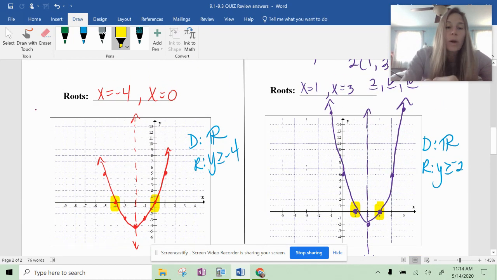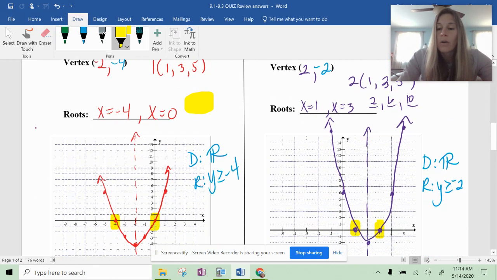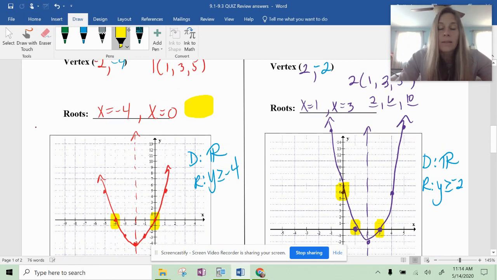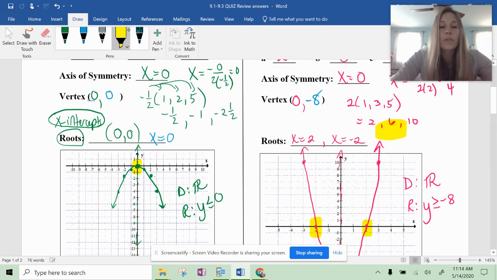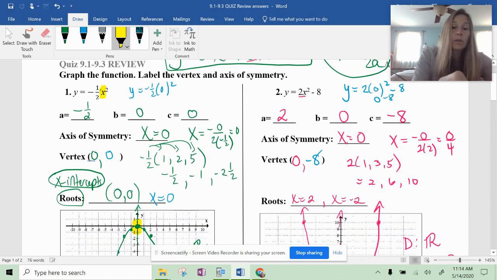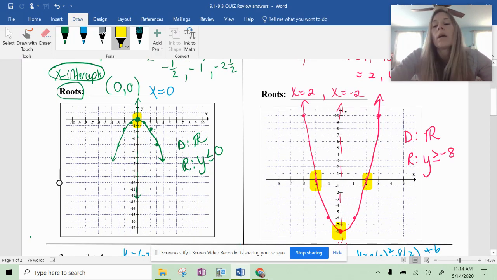So on this page, your y-intercept was 0. We had a c value of 0. On this one, our y-intercept was 6. We had a c value of 6. On the first one, the c was 0, y-intercept was 0, and on this one, the y-intercept was -8, and that was also our c value. So that also gives you some information as well.